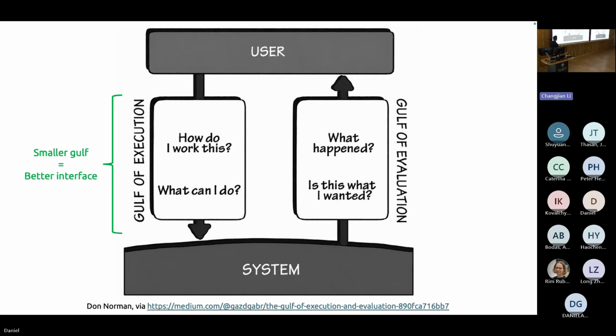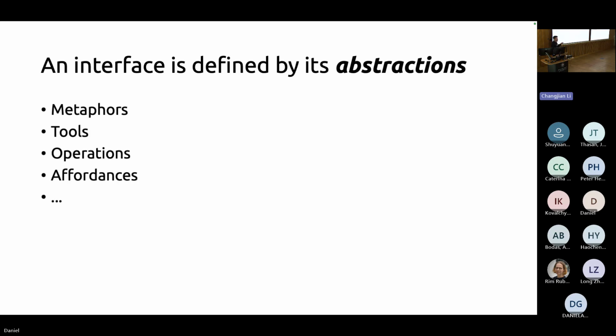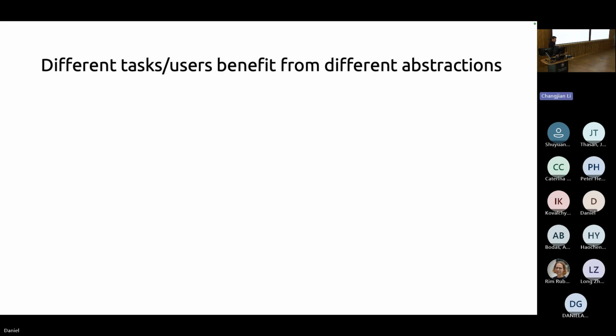So how do we go about building interfaces that do this? Well, what are interfaces made of? An interface is defined by its abstractions. I think probably everybody here is a programmer to some extent, so you can think about this in terms of object-oriented programming interfaces, right? They provide some set of abstractions, some abstract functions or methods that they can do. And similarly, these creativity support tools provide operations, tools, metaphors, affordances, whatever you want to call them, kind of the atomic stuff you can do in these tools. And different tasks or different users benefit from different abstractions.